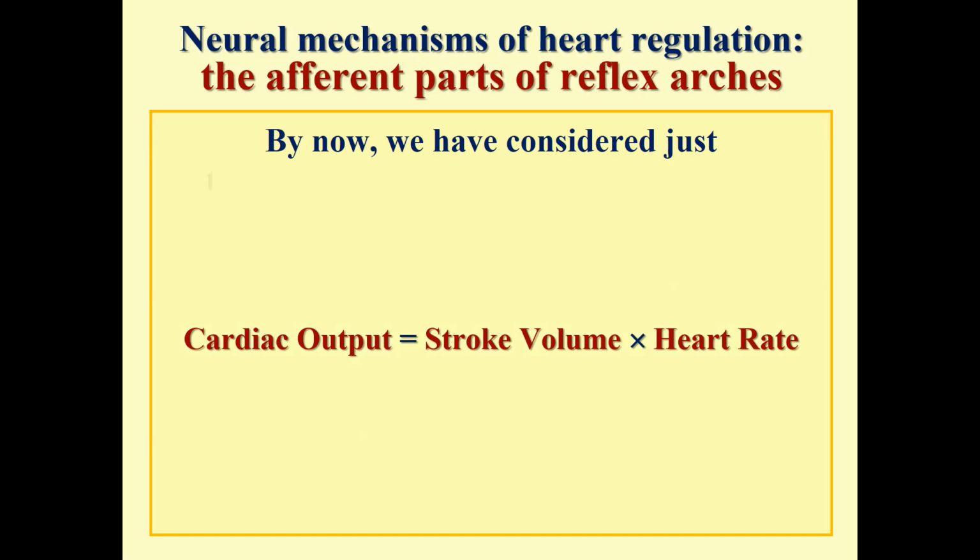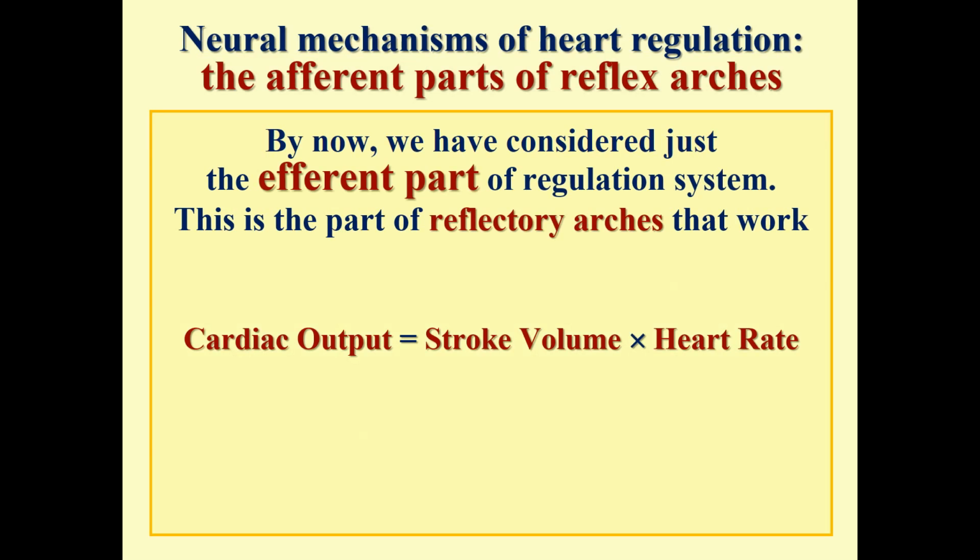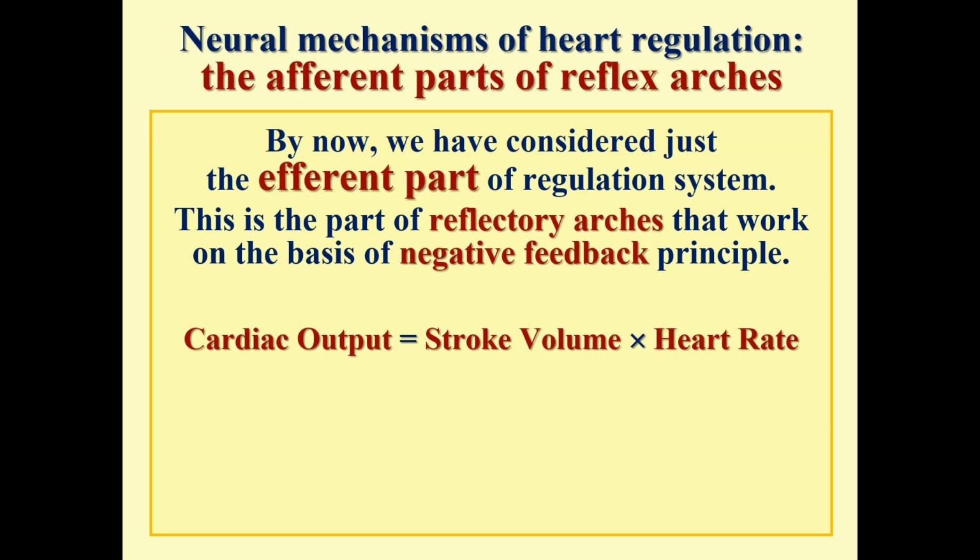First, as we considered efferent mechanism, now it's necessary to make the full reflex arches, which start from receptors, then go to centers, and from centers, efferent mechanisms become switched on and regulate heart activity. But the basics mean that it's arranged on the negative feedback principle. So simply, when cardiac output increases or decreases, we should do something to make it opposite. In case of increase, we should decrease it back. In case of decrease, we should increase it back.